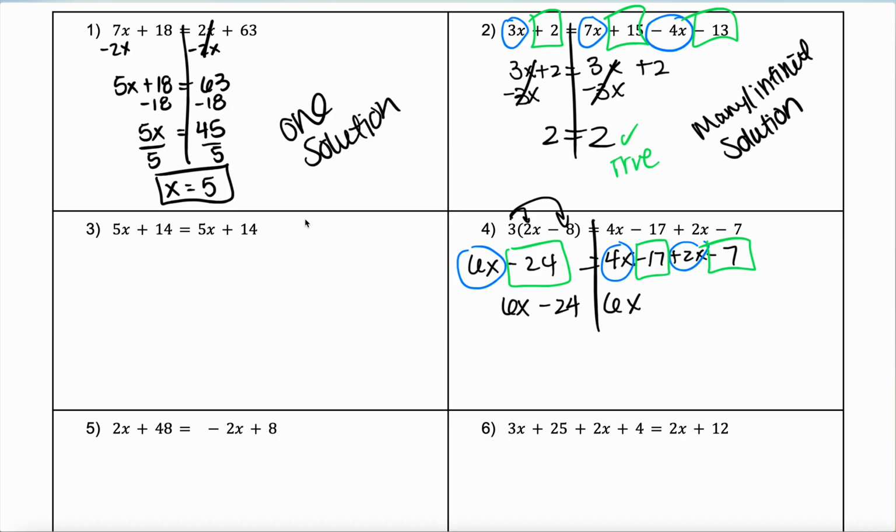And then negative 17 minus 7 more is going to give me a negative 24. I'm going to subtract 6x from both sides to get my variables on the same side. Just like before, my x's cancel out, and we need to see if my statement below is true or false. I'm given negative 24 is equal to negative 24, which is true, which means just like the one we did above, this is going to be many solutions.